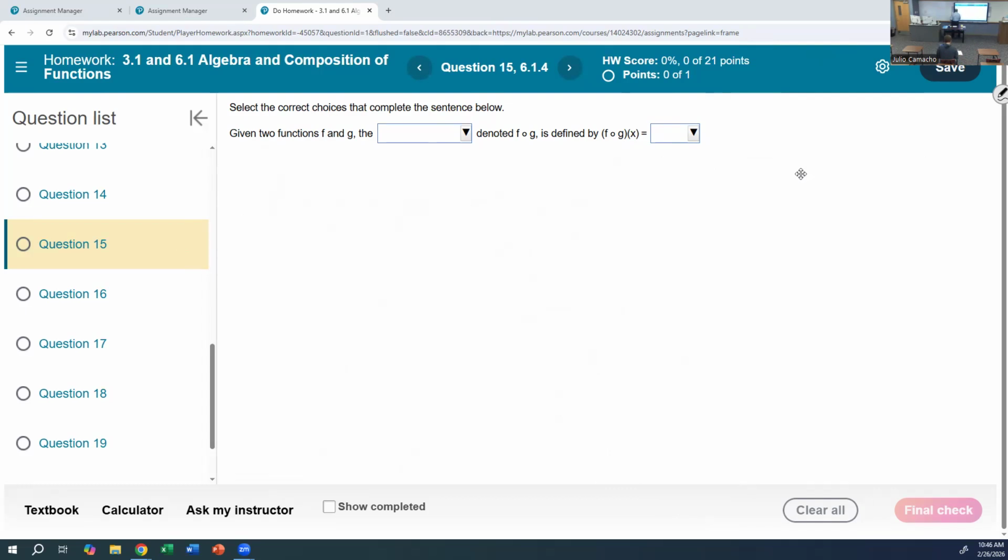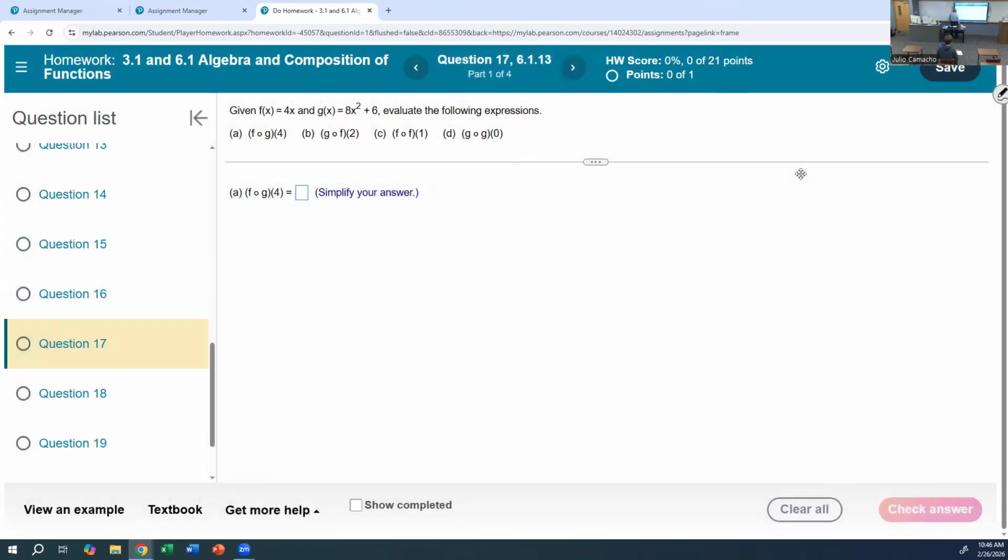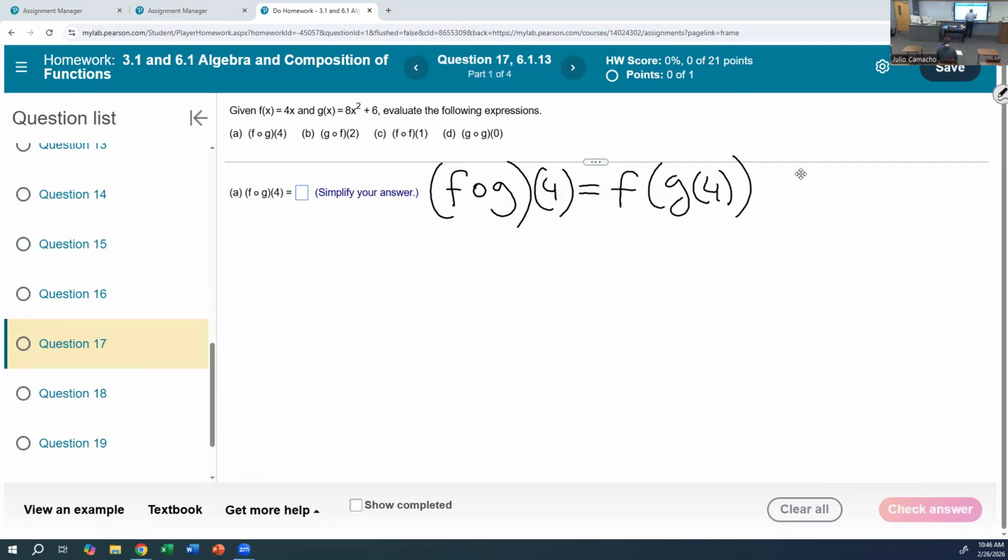Okay, let's go to question 16. Let me see, 16 is the same thing. 17. Okay, 17 has real equations. So A is f circle g of 4. What does that mean? That means f of g of 4. So what is your f of x equation there?